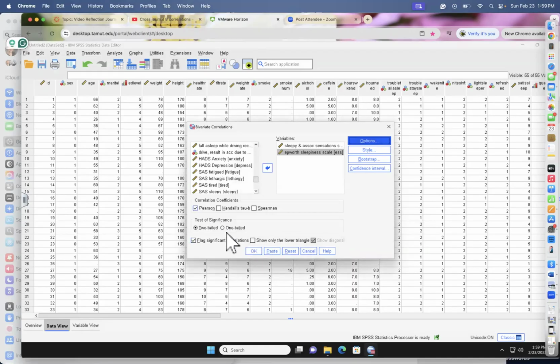Now, before I go out of this dialog box, notice that Pearson is always checked. It's the first that's going to be checked. And we are using a Pearson coefficient. We're looking at that, and it is a two-tailed.